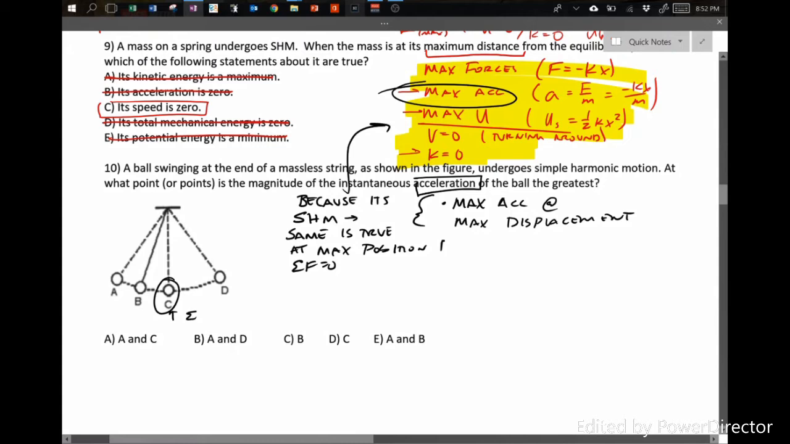C is my equilibrium point. That force is equal to 0. D and A both represent maximum displacement. So A and D represent the places where the acceleration of the ball is greatest.